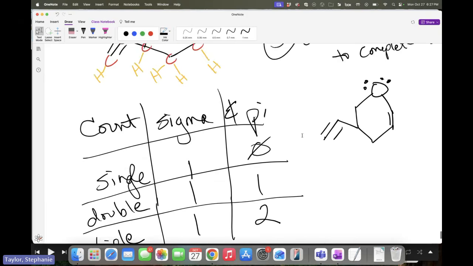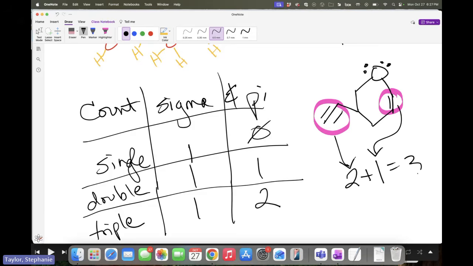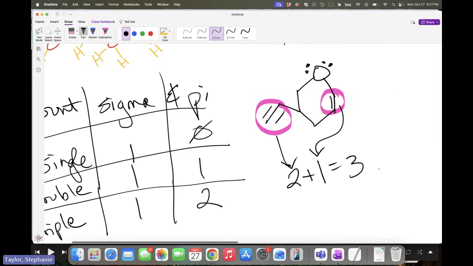So if you just need pi bonds, what you might notice is we don't care about single bonds. We just care about double bonds and triple bonds. If we're counting pi bonds, all I have to worry about are these guys. So I have 2 pi bonds in the triple bond plus 1 in the double bond, and that is 3, and I'm done. So there are 3 pi bonds. Pi bonds cannot hide from you. Pi bonds have to be drawn in. Pi bonds are definitely the place to start.